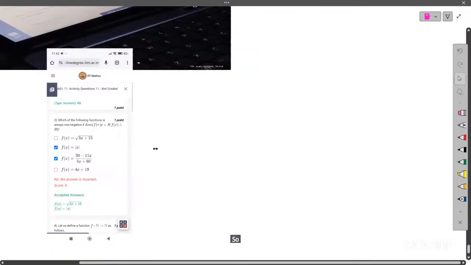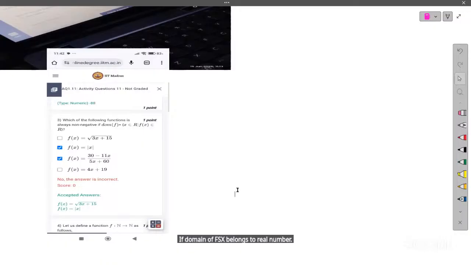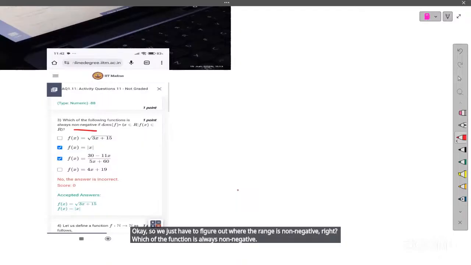So in this question, which of the following functions is always non-negative if the domain of f is x belongs to the real numbers, so that f of x belongs to the real numbers? Okay, so we just have to figure out where the range is non-negative, right? Which of the functions is always non-negative.